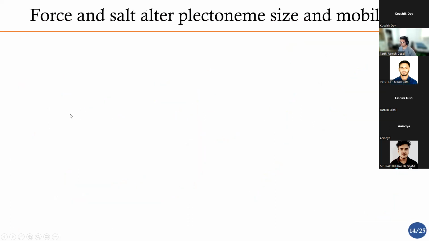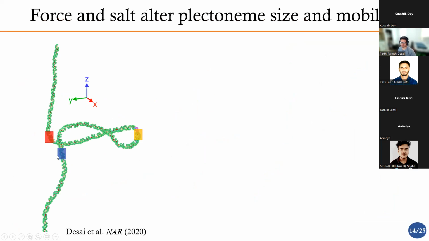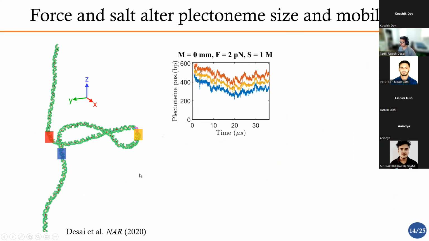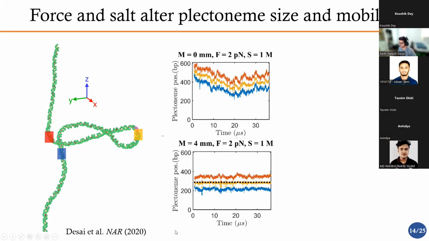Right. So to show some of the traces we see in the simulations, to track the plectoneme motion, we track the beginning of the plectoneme and the end of the plectoneme. So that's the blue and red region here. And then the yellow center, we can see how it moves along the DNA backbone. Right. So at high force, high salt, without mismatch, you can see that the plectoneme moves along the DNA backbone somewhat. Right. But now if you have the mismatch, the plectoneme always stays pinned at the mismatch.